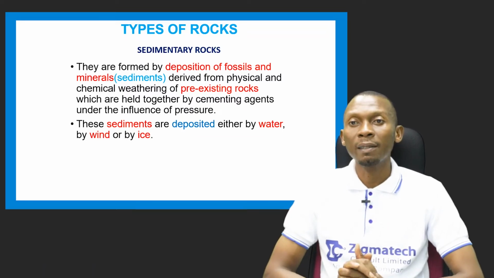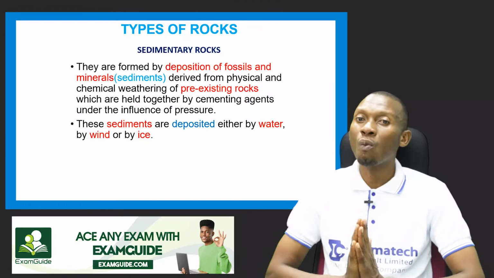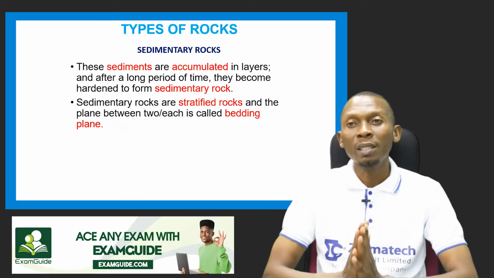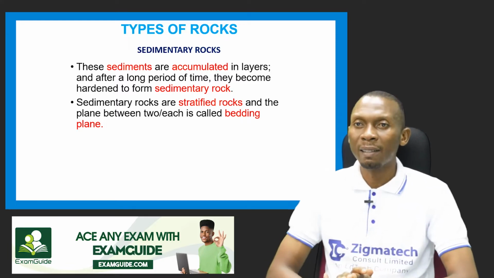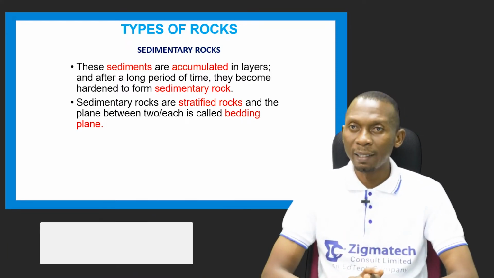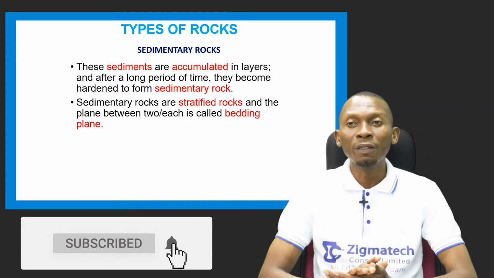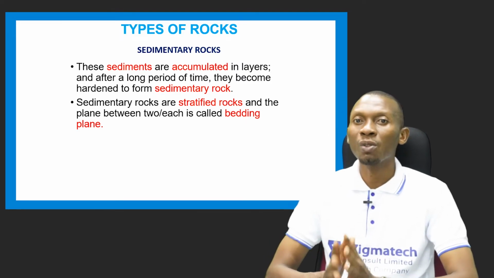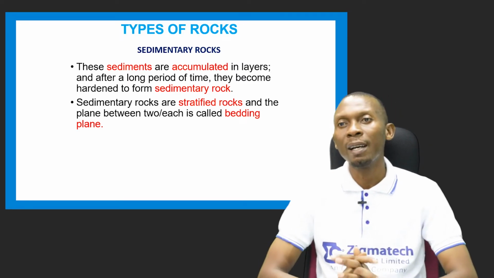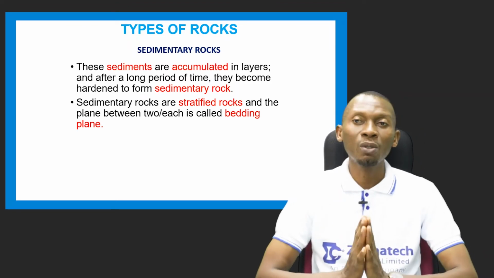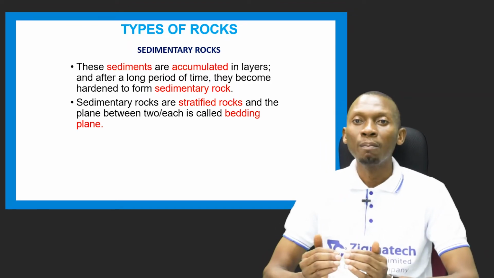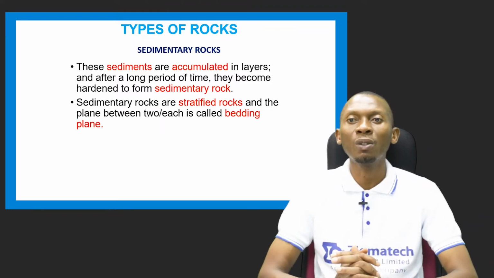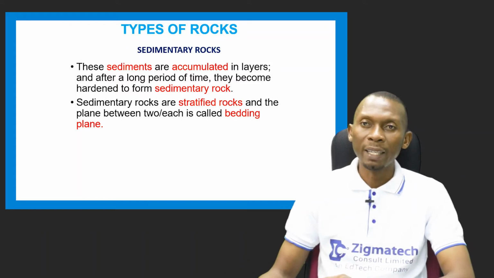Now, these sediments could be deposited either by water, by wind, or by ice. And also, these sediments are accumulated in layers or strata. After a long period of time, they now become hardened to form what is called sedimentary rocks. So sedimentary rocks can also be referred to as stratified rocks. And we need to also take note of this fact that the plane between each of these strata is called the bedding plane.